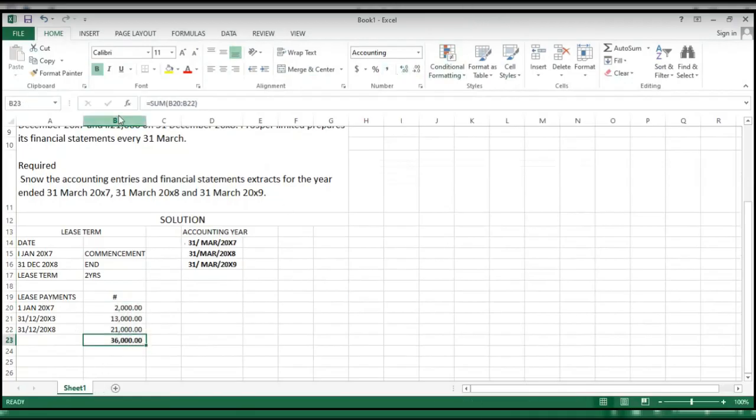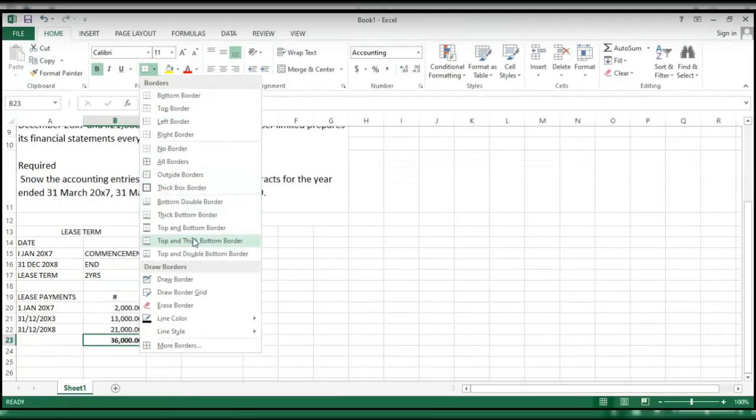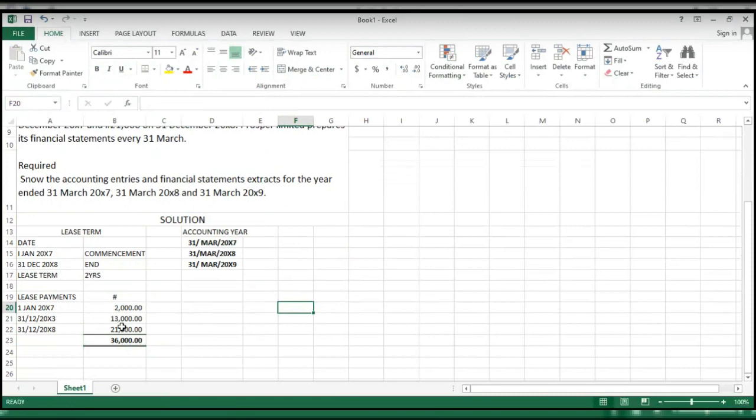Now that we have agreed on this, how much is the annual lease payment? The annual lease payment is the total lease payment divided by the lease term. So 36,000 divided by 2 years, which is the term of the lease. So the annual payment is 18,000. If the annual payment is 18,000, how much should we put in our financial statement at the year end? We want to apportion this. The lease was entered into on 1st January 20x7, but the financial statement was first prepared in March 20x7. Therefore, what is the annual lease payment here going to be?